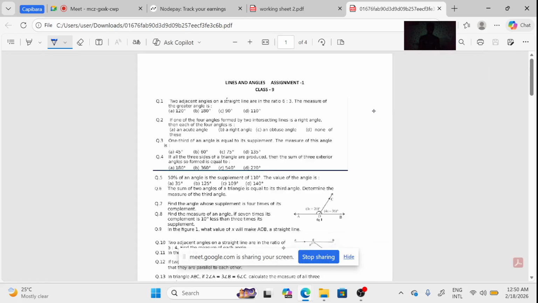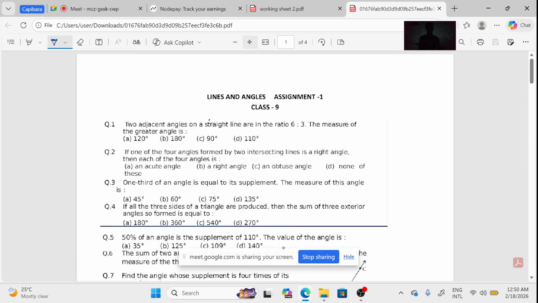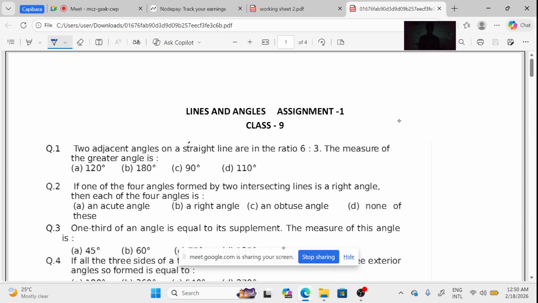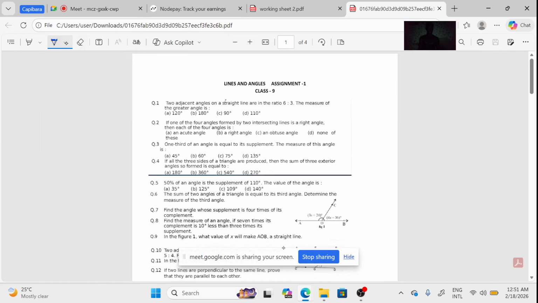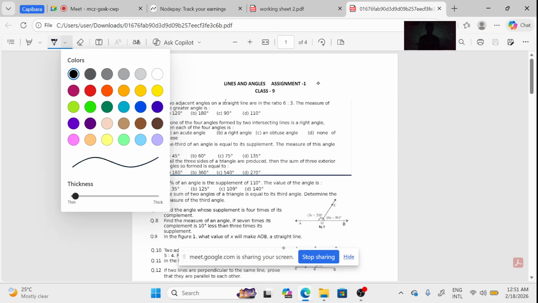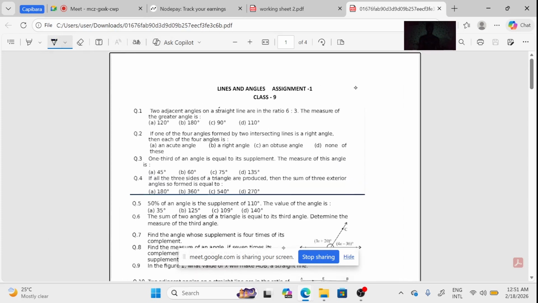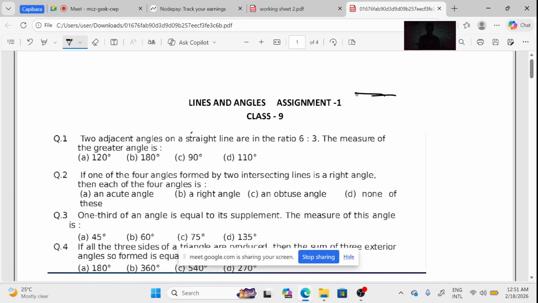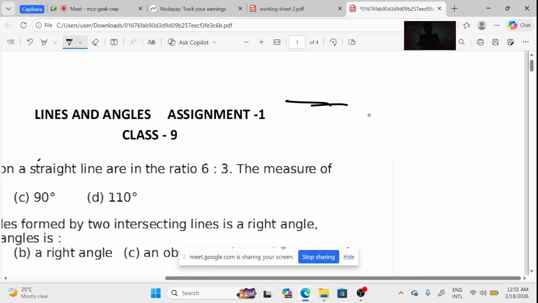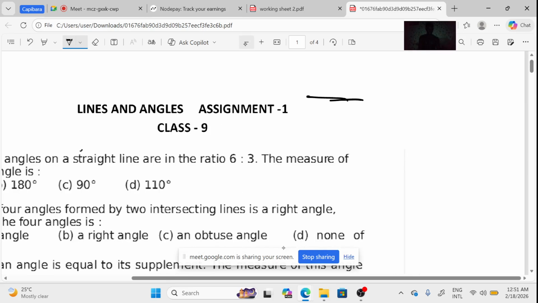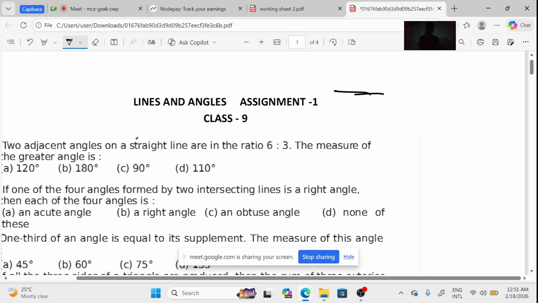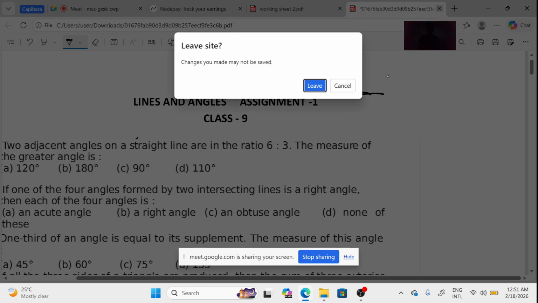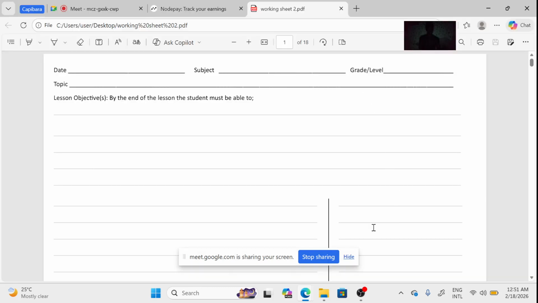Sorry, what's happening? Okay, so this is a straight line. I don't know why that is happening. Oh, sorry. My pen is not giving me what I need. Sorry. Let me reopen it.